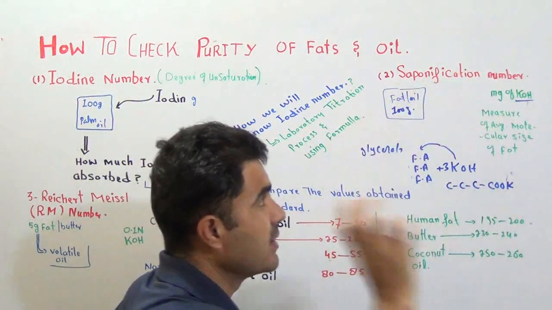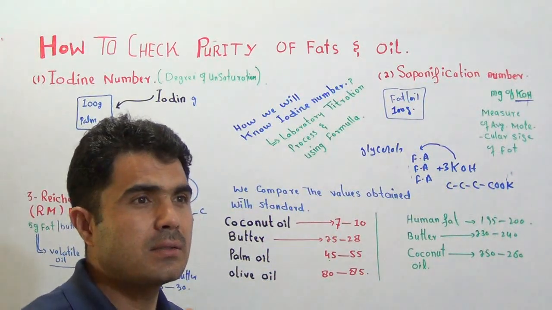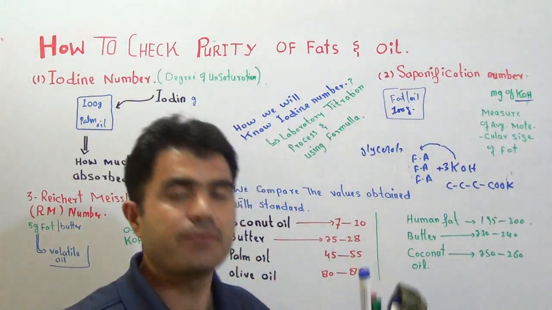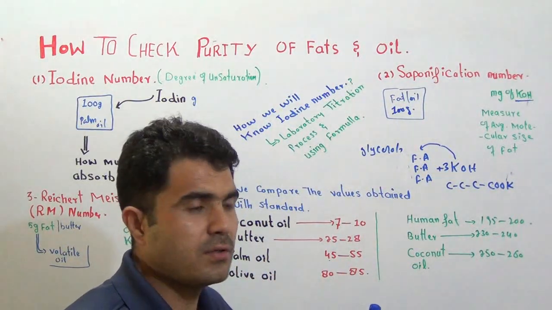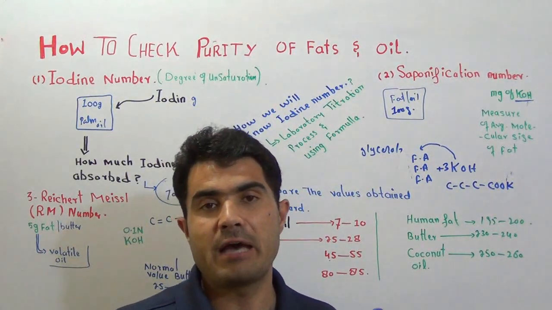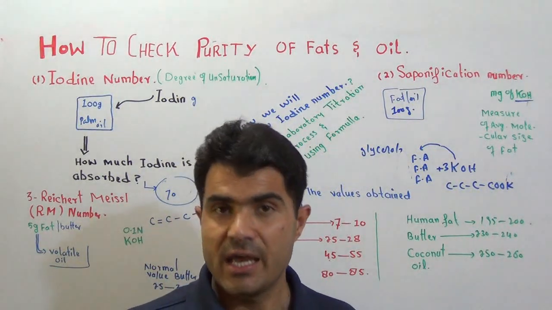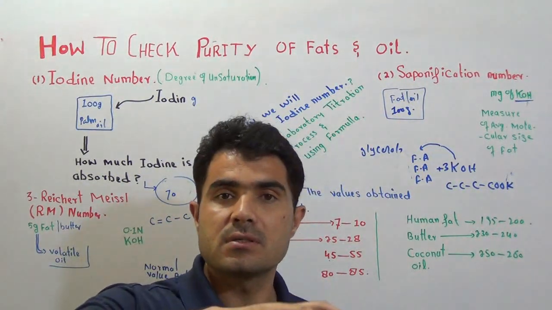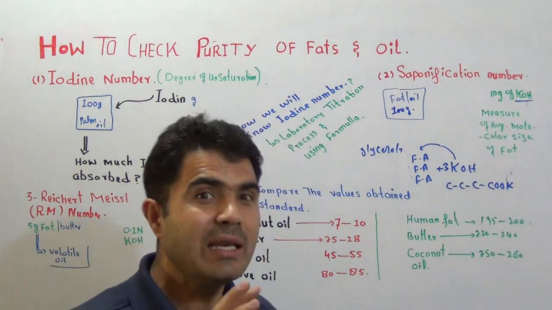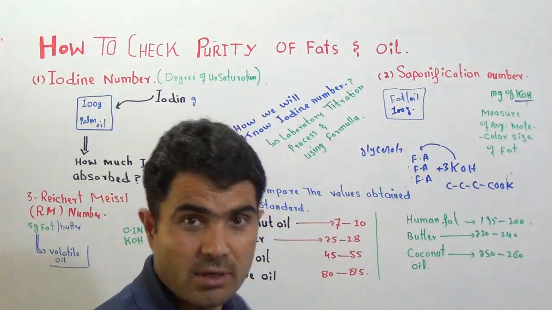So in the saponification number, we just want to check the size of the fatty acids. Sometimes we have short chain fatty acids, and sometimes long chain fatty acids. Different oils and fats have a relative fatty acid size that is already very well known. So we will check the size of the fatty acid in that particular fat or oil.